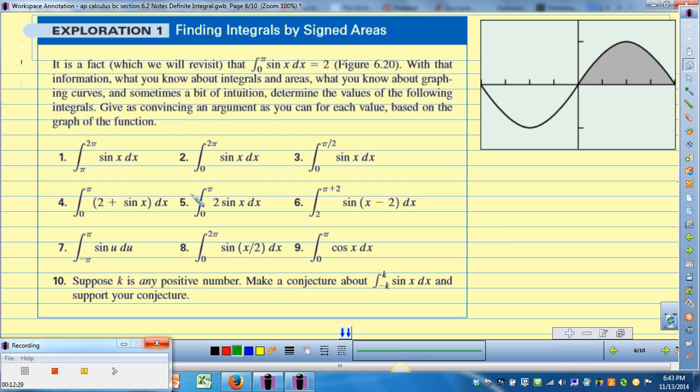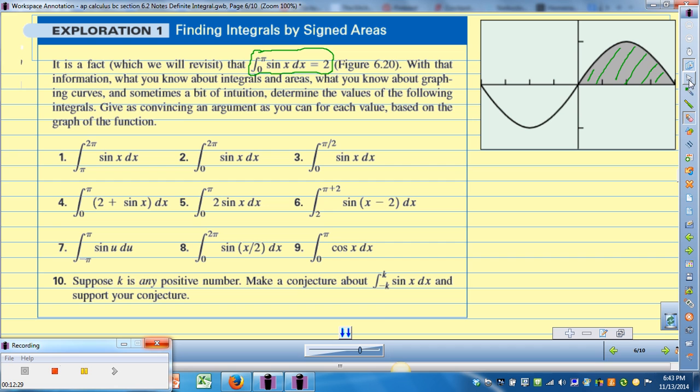All right. We also took time in class to go through this investigation, in which we have the definite integral from 0 to pi of sine x dx is equal to 2. And we are told that that is true. We will revisit it later, but we're told that that is the value of that integral. And they have a picture of that region over here, this shaded region over here. And the area under the curve there is 2.